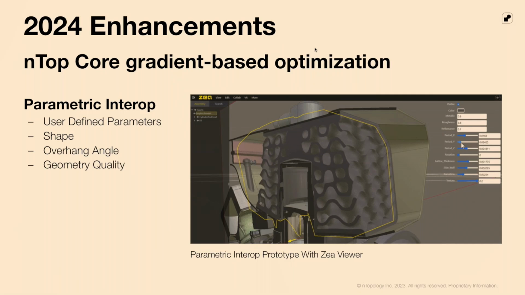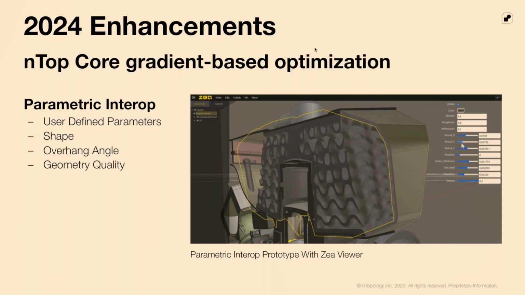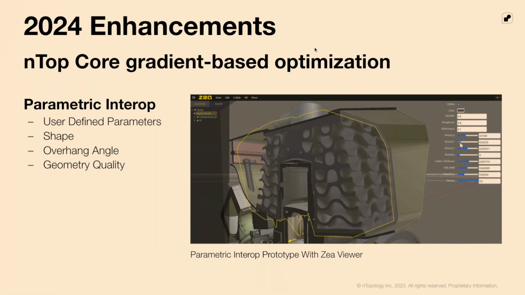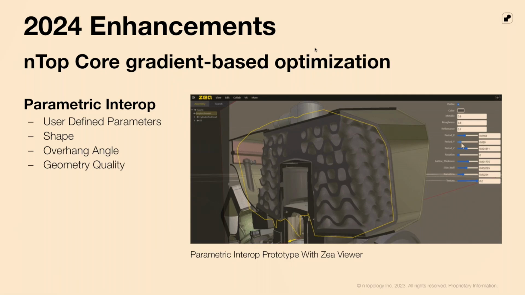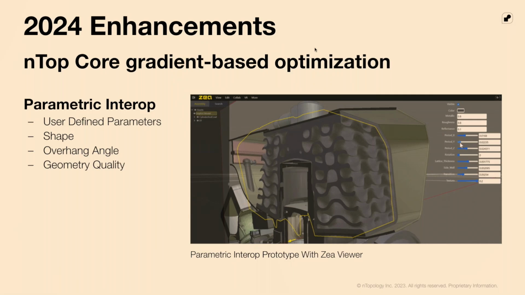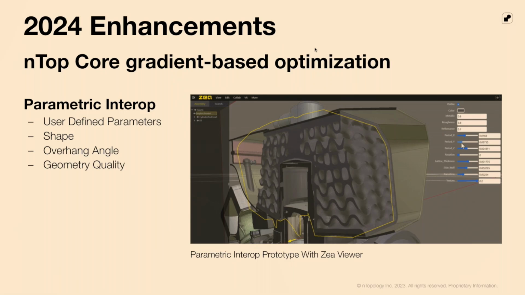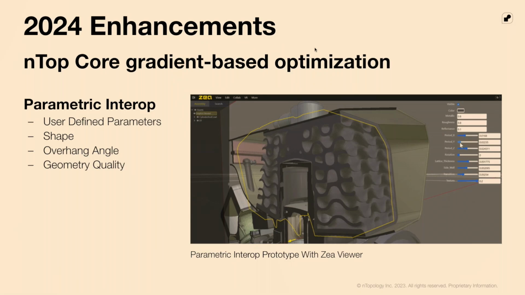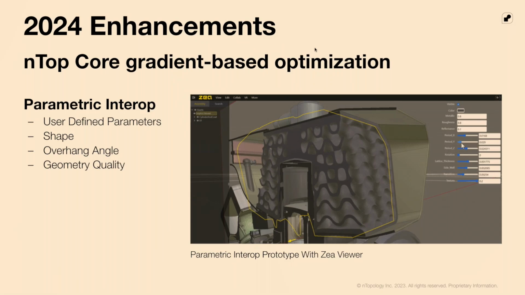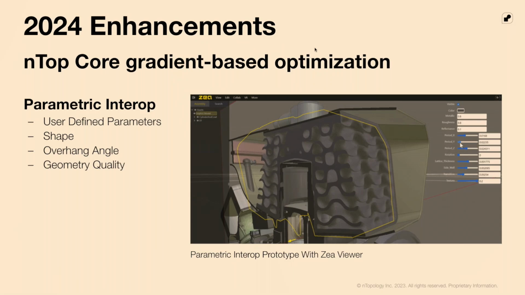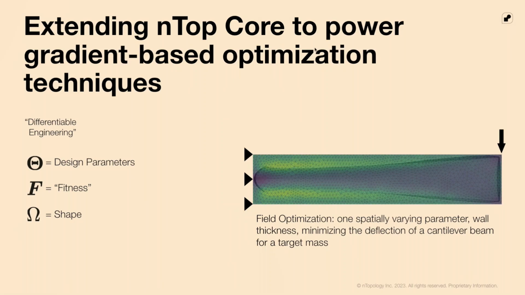And then lastly, coming to nTop Core is also parametric interoperability. So this was a demo we made in the early days of nTop Core, where some of the geometric parameters that drive the model can also be exposed for further gradient-based optimization processes. And that exists in nTop today with the field optimization.